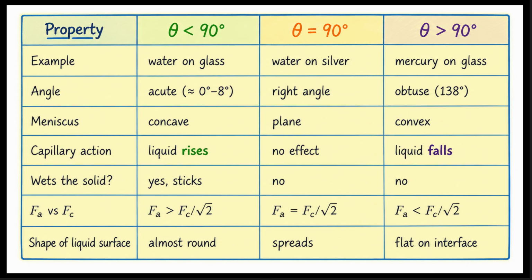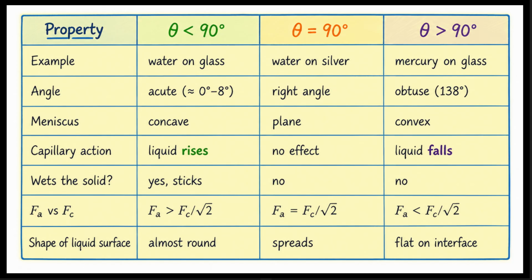When theta is exactly 90, the meniscus is flat, there is no capillary rise or fall, the liquid neither wets nor beads, and adhesive force equals cohesive force divided by root 2. When theta is greater than 90, the meniscus is convex, the liquid falls in a capillary, the solid is not wetted, and adhesive force is weaker than cohesive force divided by root 2.